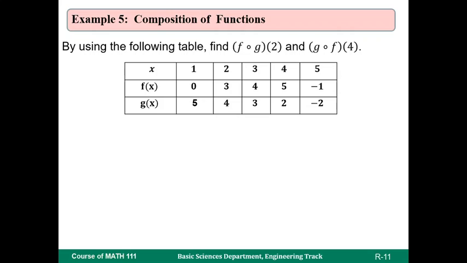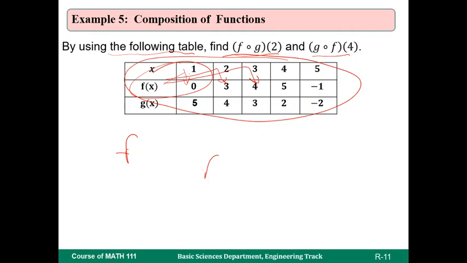Now let's solve this problem. Sometimes the functions are given by using a table. Let's look at this table. It says by using the following table, find f of g of 2 and g of f of 2. Let's look at what this means. It means f of 1 is equal to 0, f of 2 is equal to 3, f of 3 is equal to 4. So it goes this way, for example, this one means f of 1 equal to 0. And here it means f of 2 equal to 3.